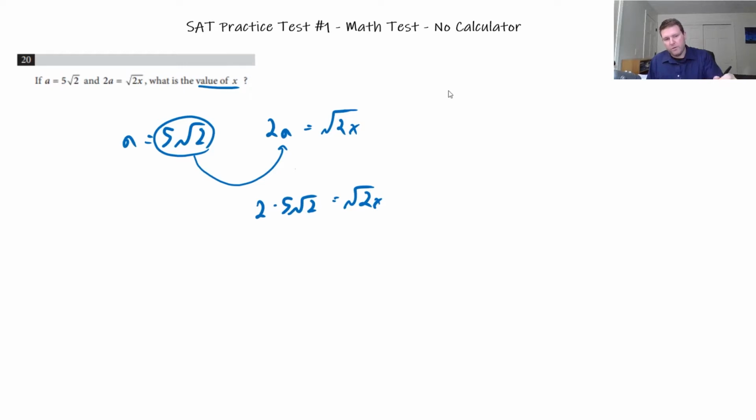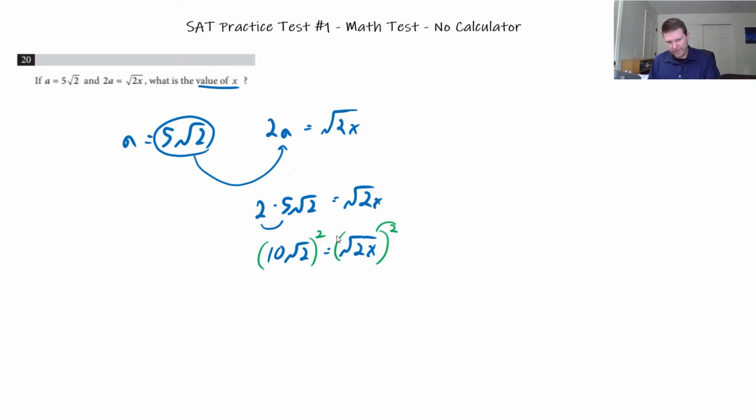And then with rules of radicals, the outside numbers will multiply. So 10 root 2 equals root 2x. Now this is where most people get screwed up. Remember that to cancel a square root, you have to use the opposite operation, which is squaring both sides, okay? So when you do that, this is where most people make a mistake. You have to wrap the entire side in parentheses. So wrap both sides in parentheses, square both sides.